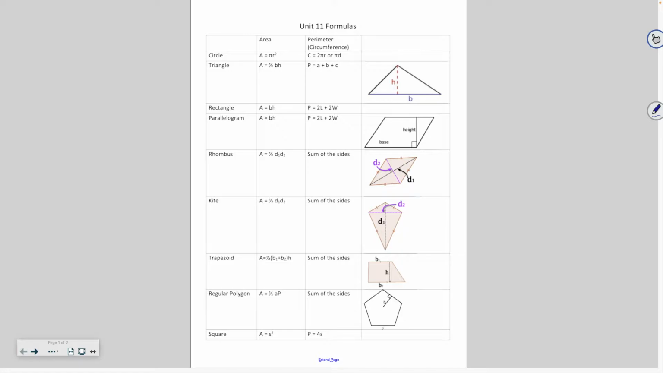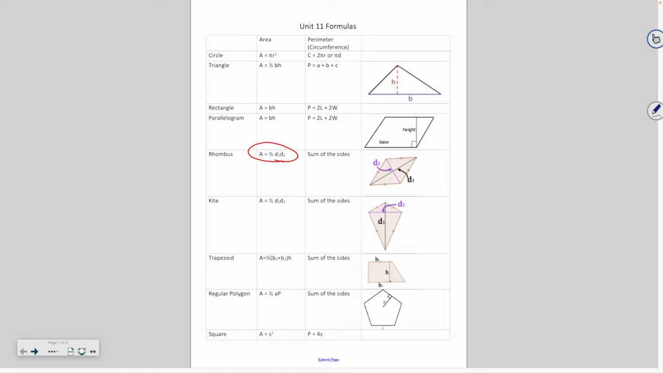All right, for a rhombus, the formula for area is 1/2 diagonal 1 times diagonal 2. You can still use base times height, but there's times where I give you the diagonals. So I want you to know this formula as well. Okay? Because a rhombus is a parallelogram, so you can use the base times height formula, but a lot of times I just give you the diagonals.